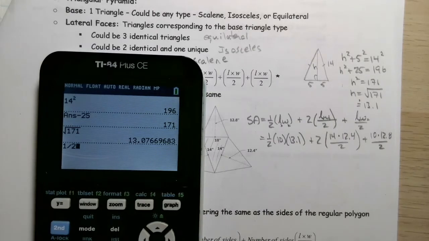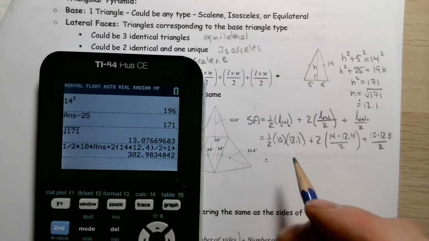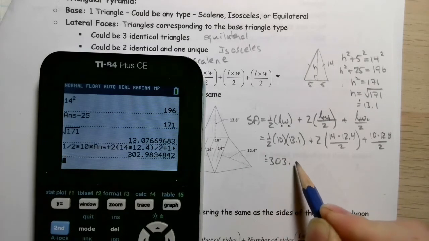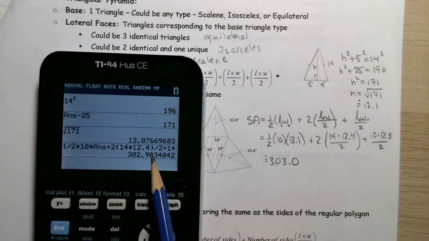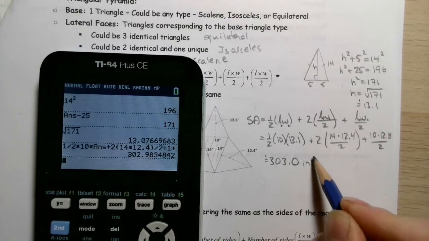So 1/2 multiplied by 10 multiplied by the answer that I just came up with, plus 2 times 14 times 12.4 divided by 2, plus 10 times 12.8 divided by 2. When I press equal, I'm going to get 302.98. Well, I'm going to round that to the nearest tenth here. So this is going to be approximately equal to 303.0. That 8 right there is going to cause the 9 to go up 1, which will cause me to add 1 to the 2 there, and then this will be a 0 there. And this will be, once again, inches squared.